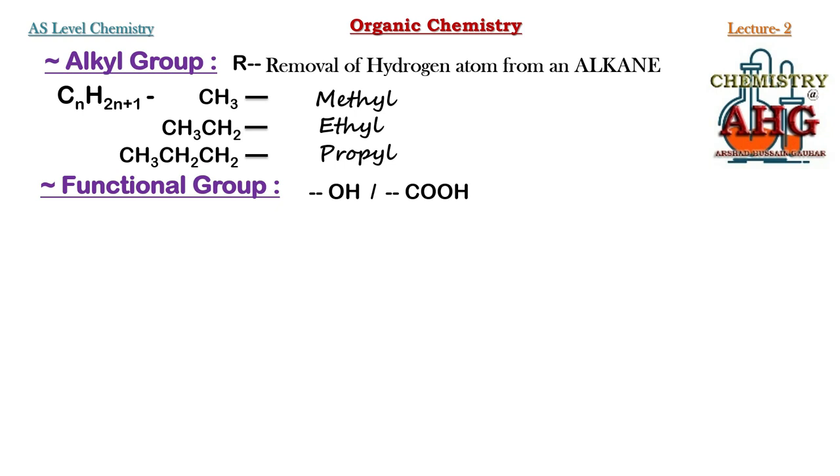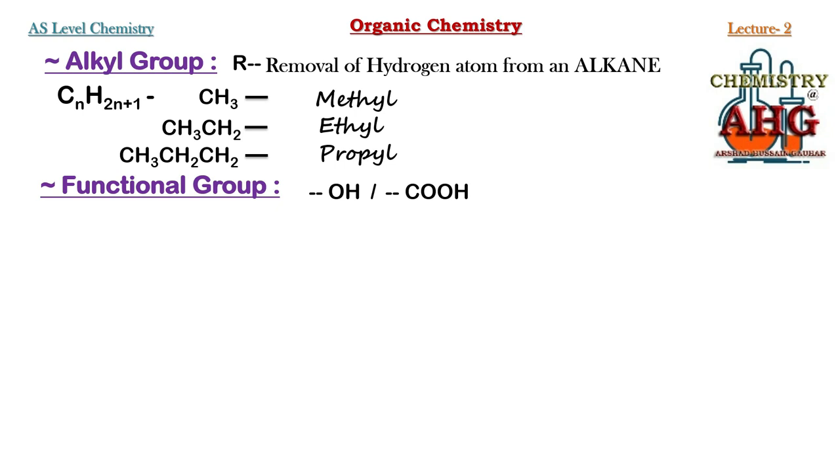Like you can see, when we remove one hydrogen from an alkane, and in place of that hydrogen you place OH, the alkane family becomes alcohol or alkanol.